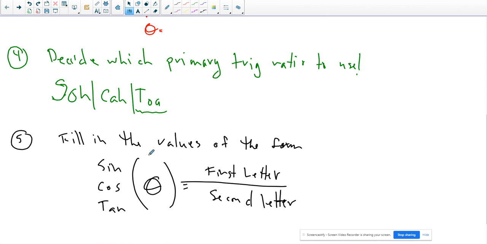So what we're going to have then is, this is going to be my first letter, this is going to be my first letter, this is going to be my first letter. And this is second, this is second, and this is second. And so in this pseudo example, we've said, oh, I'm going to use tan. So what it would look like for this particular example is tan of theta is going to be equal to the first letter, which is O, over the second letter, which is A. So this is what it would be for this particular example.